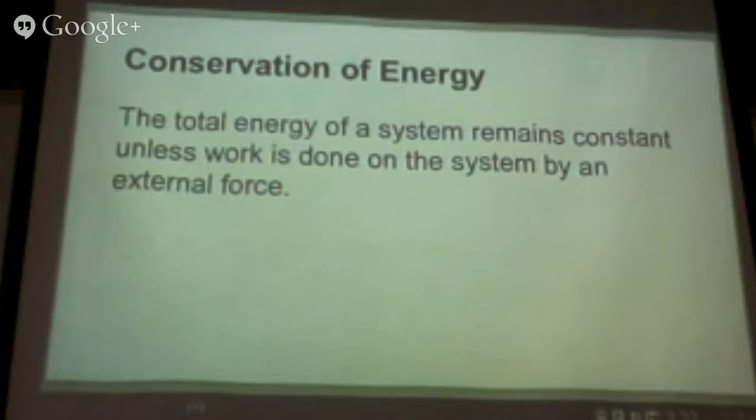The only thing that would change that is if something outside of our system, like a person, walked by and pushed on that ball and pushed it upward, or they caught it as it was falling, then that person is doing work on our system. Work is a change in energy. If they do work, they can either add energy to the system or take energy away from the system.